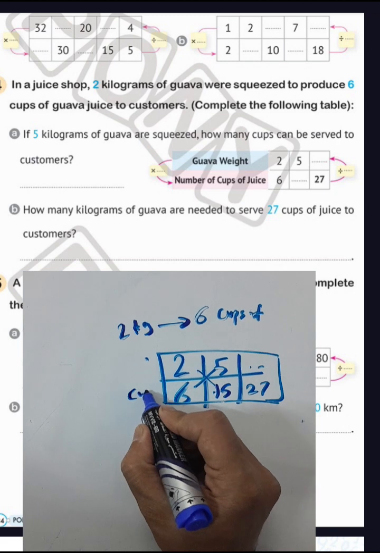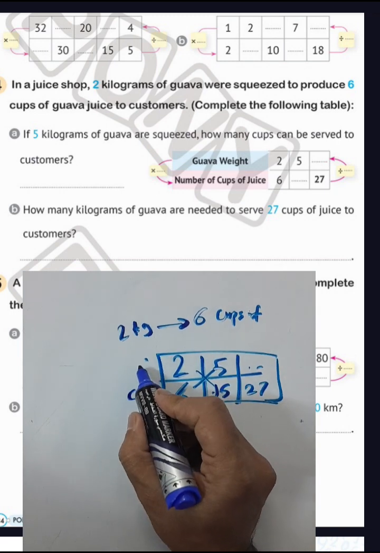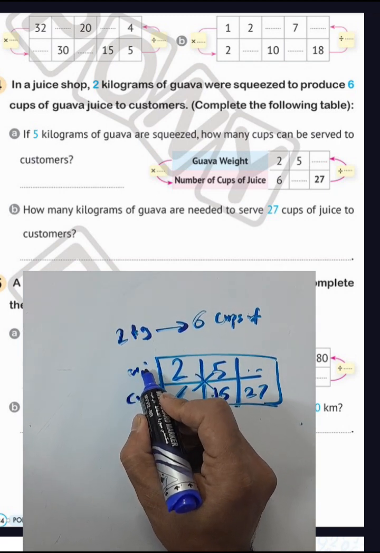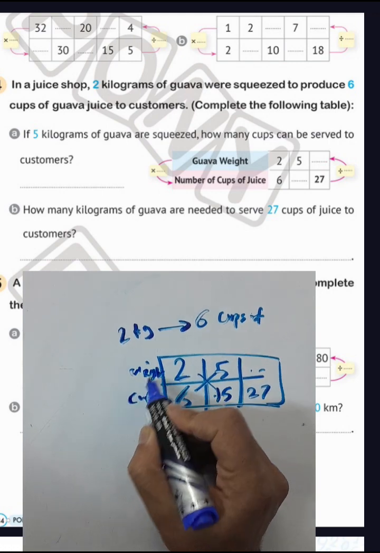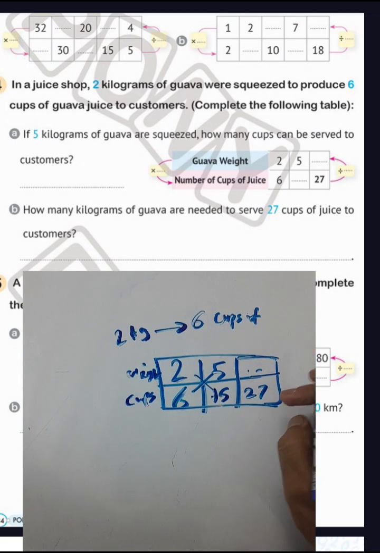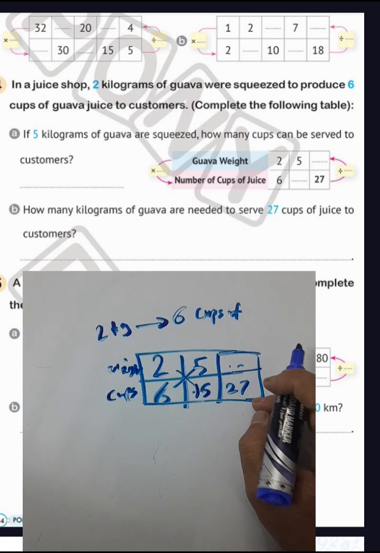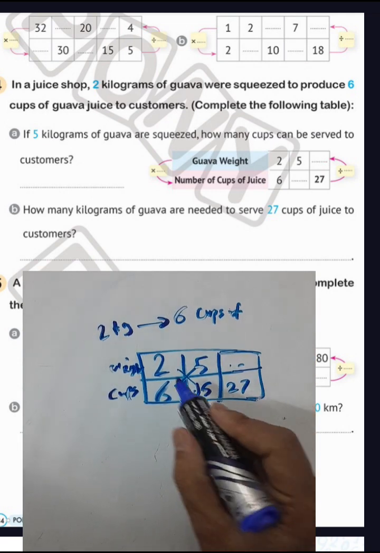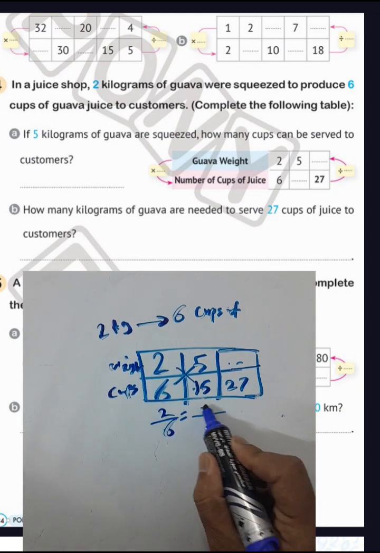This number varies, 2 cups, and here the weight of guava. We have the weight here. Understood? The weight here was 2 kilograms. How many kilograms did we use to get 27? We can find this number by the product: 2 over 6 equals blank over 27.